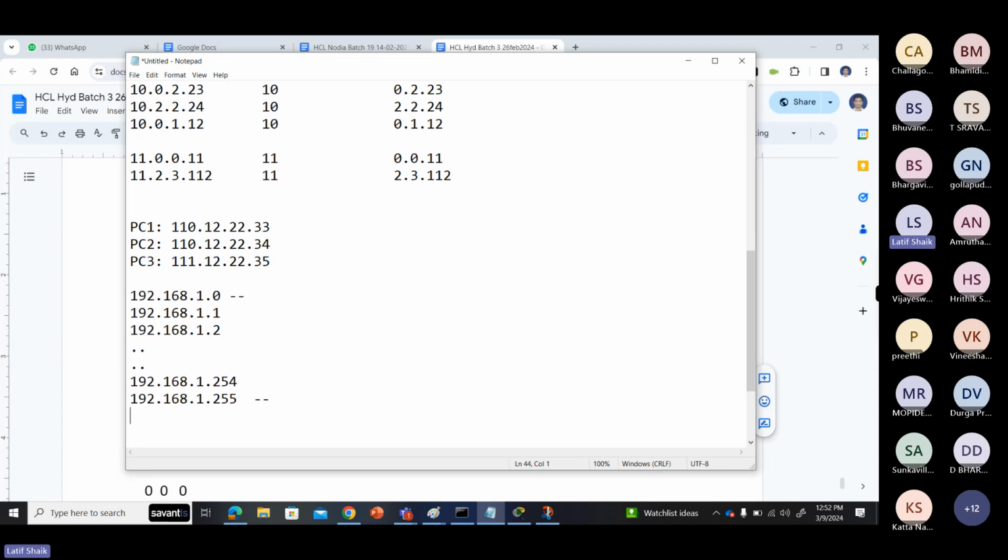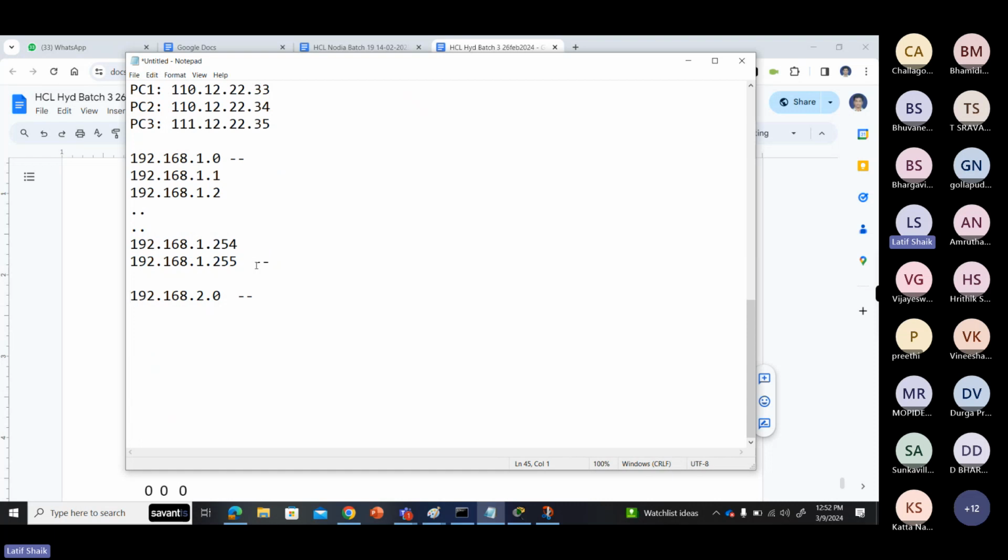If I write the next one like this, this is another network. Look here. This is one network, and this is a different network because the network portion is different. For class C, the first three are network portions and the remaining is the host portion. The first three are the network portion, this is the host portion, and this is different from here. Compulsorily it is a different network.